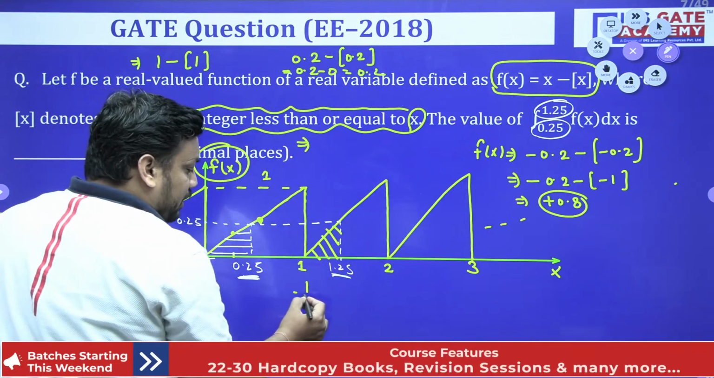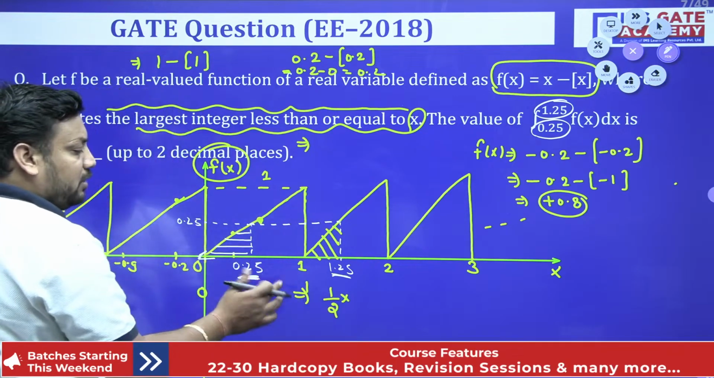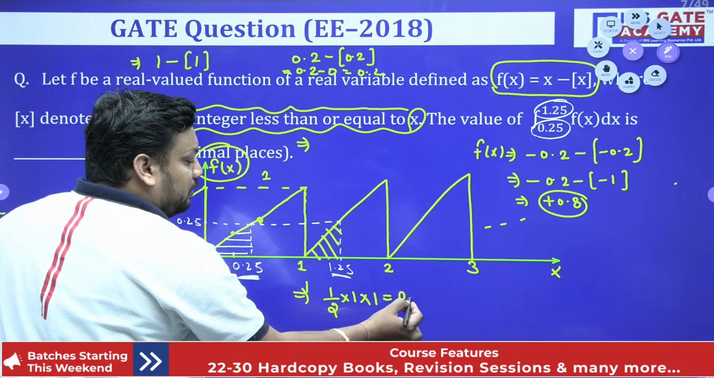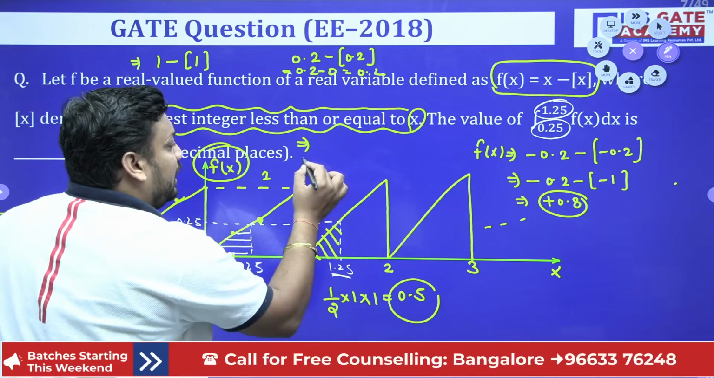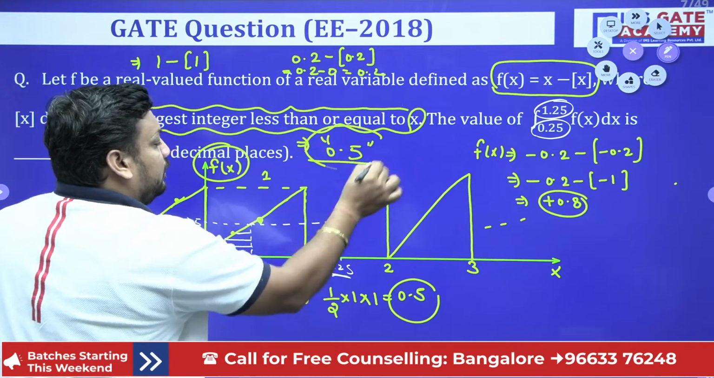Sir, we know that the area of a triangle is half into width into height. So what is the width? The width is 1. The height is again 1. So the answer is 0.5. So that's all, guys. The correct answer for this question is 0.5. I hope it is clear.